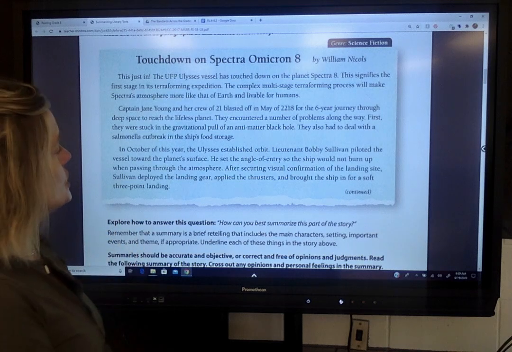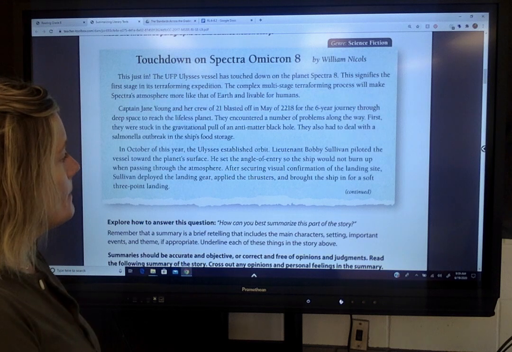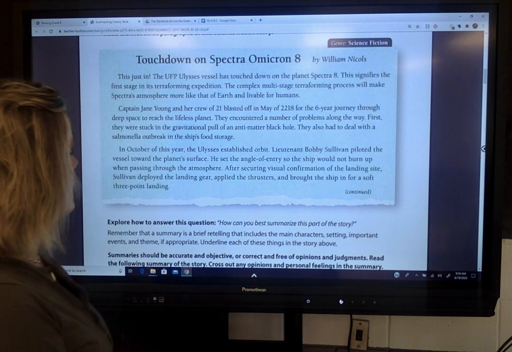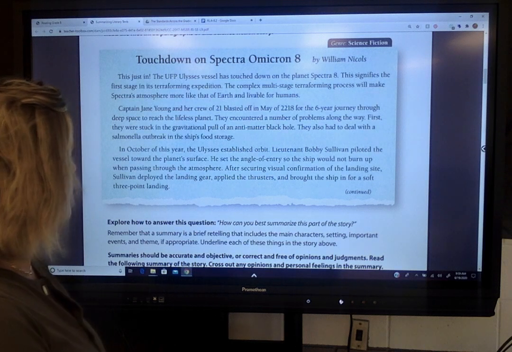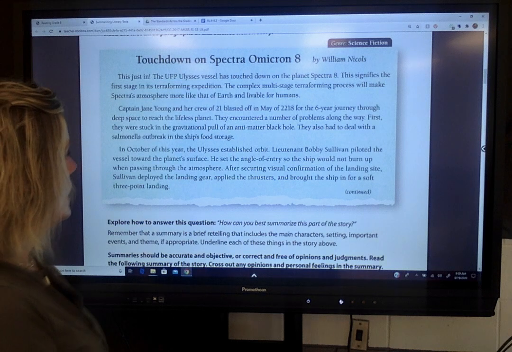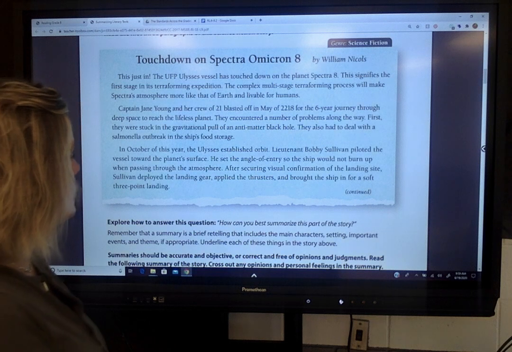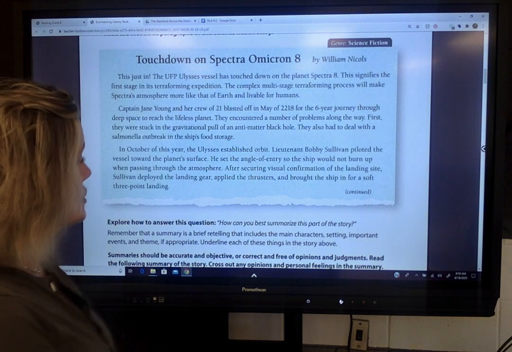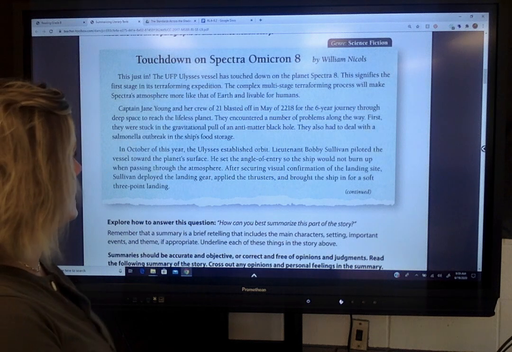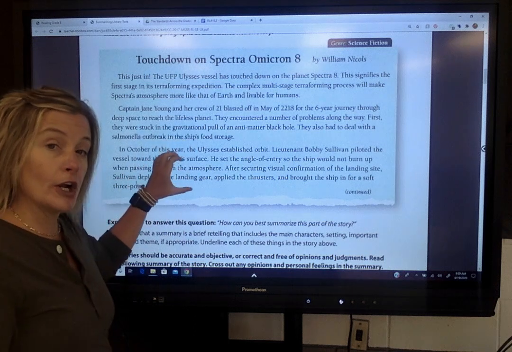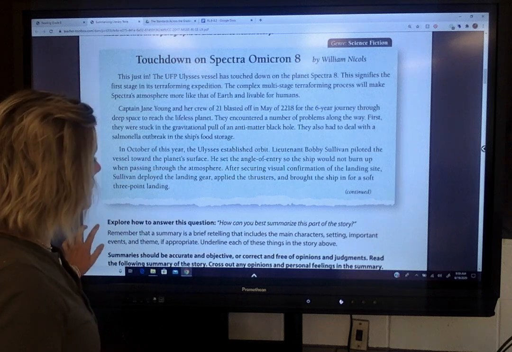In October of this year, the Ulysses established orbit. Lieutenant Bobby Sullivan piloted the vessel toward the planet's surface. He set the angle of entry so the ship would not burn up when passing through the atmosphere. After securing visual confirmation of the landing site, Sullivan deployed the landing gear, applied the thrusters, and brought the ship in for a soft 3-point landing. So here in that third paragraph, basically your main idea is that they did land, okay? So let's look.